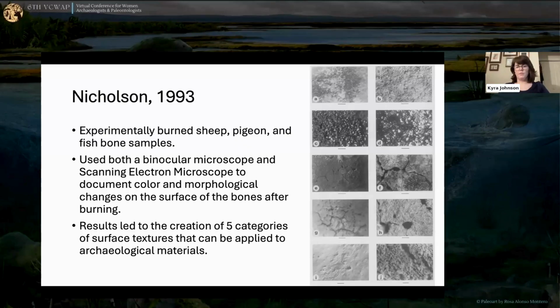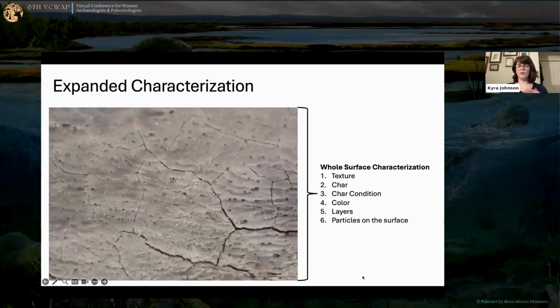These categories, though, are constructed with various different variables within them, and I am interested specifically in how all of those different variables that make up these categories vary with different burning conditions. The variables that I was looking at today for surface characterization fall into 3 categories. The first one is these whole surface variables, so that would include the general texture, whether char is present, what that char looks like, whether there are layers, the color, particles on the surface, etc.